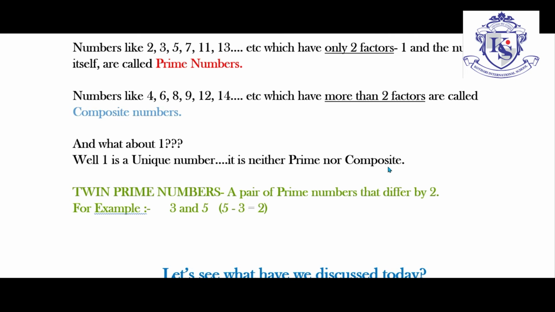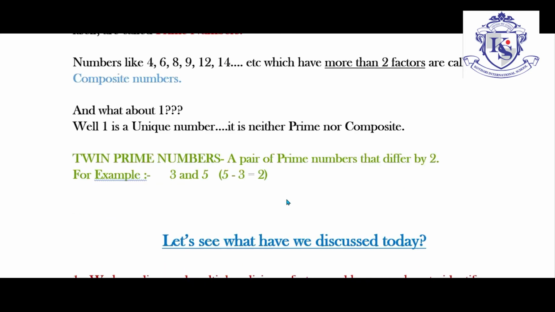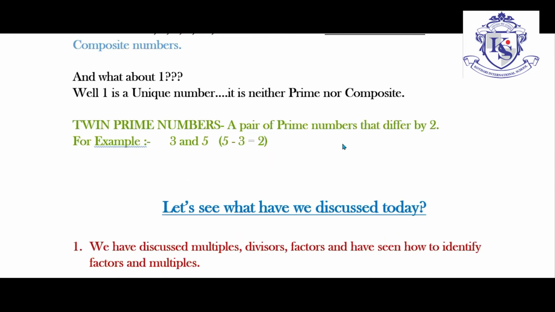Now, there's another very interesting fact about the prime numbers. If you take a pair of prime numbers and their difference is 2, they become twin prime numbers. So if you have to give me another pair of twin primes, it could be 5 and 7, it could be 11 and 13, and so forth.